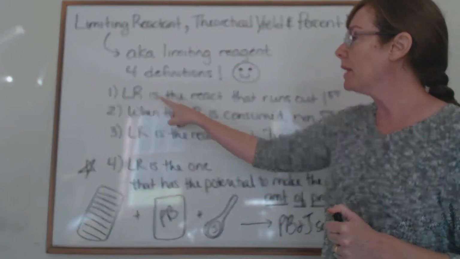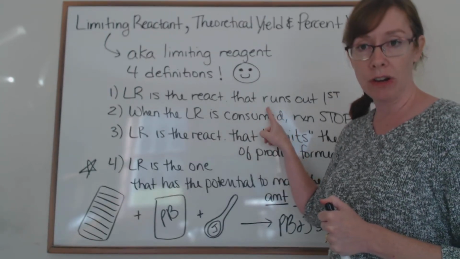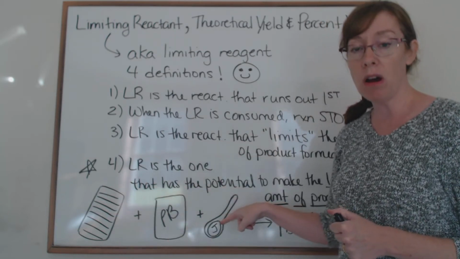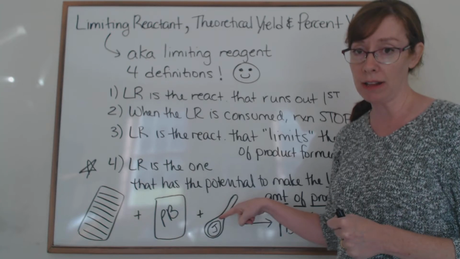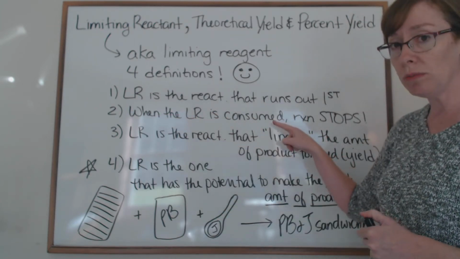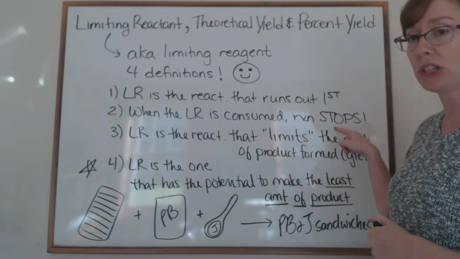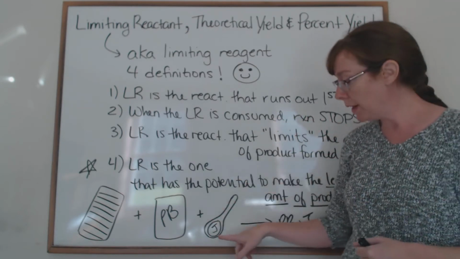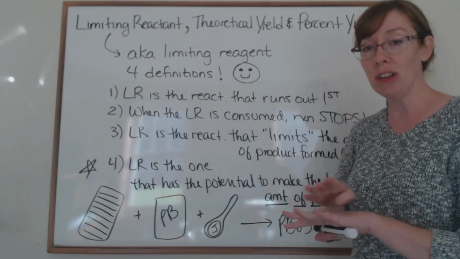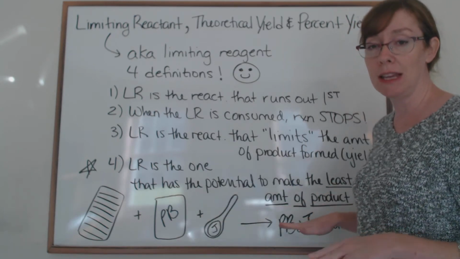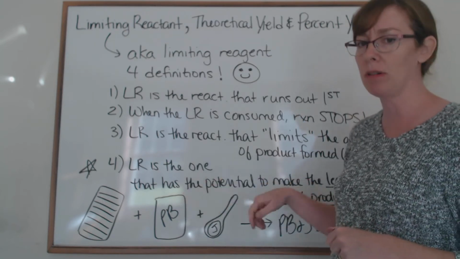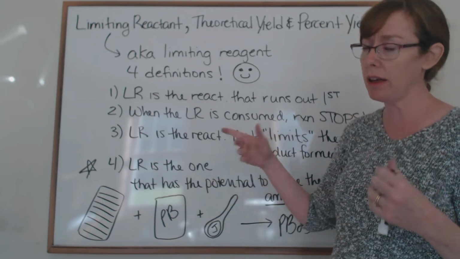So the limiting reactant is the reactant that runs out first. So in the process of making your peanut butter and jelly sandwiches, you are going to run out of jelly first, correct? Yes. Secondly, when the limiting reactant is consumed or all used, the reaction will stop. True. Once you use that spoonful of jelly to make a sandwich, your peanut butter and jelly sandwich making days are over. You can't make any more.